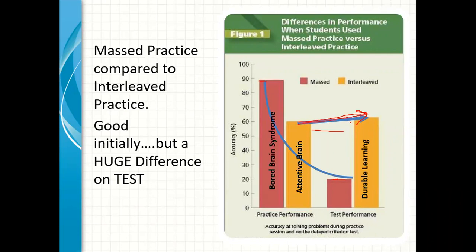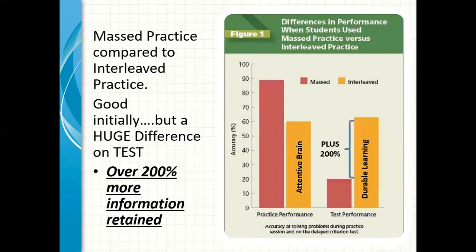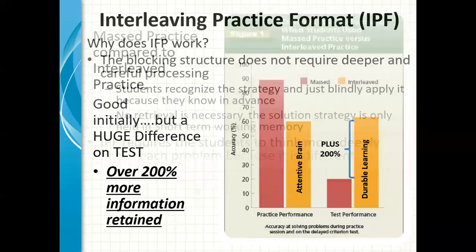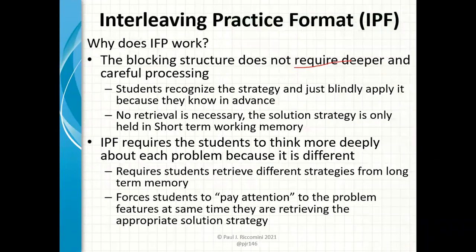That's the key, durable learning. And this difference here is about 200%. So it's not just a little bit, it's a pretty big amount. So when you're looking at this kind of piece here, and these are all the things that we talked about, blocking does not require deeper thinking. Students are just, after the first problem, they're just blindly applying it. They're not thinking, they're not discriminating, they're not retrieving. Where IPF is really requiring retrieval, and it forces them to pay attention or to discriminate.